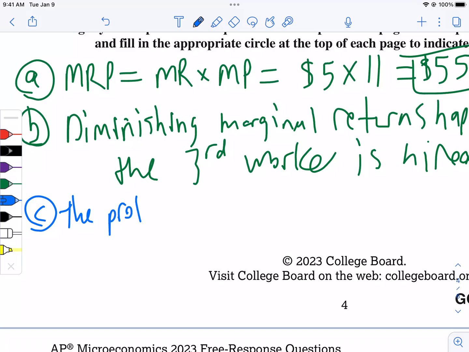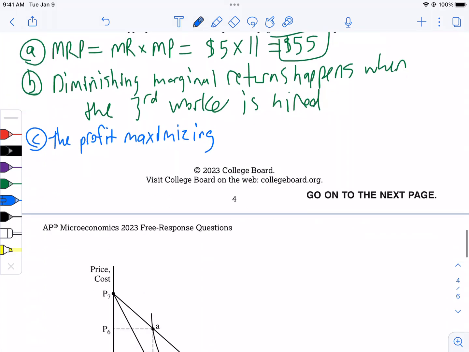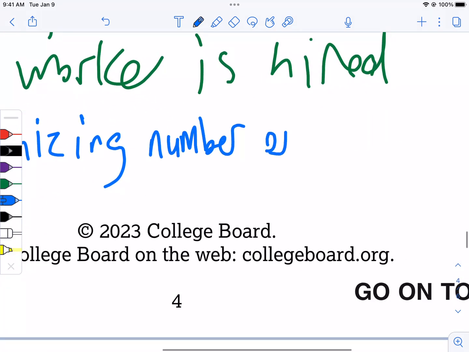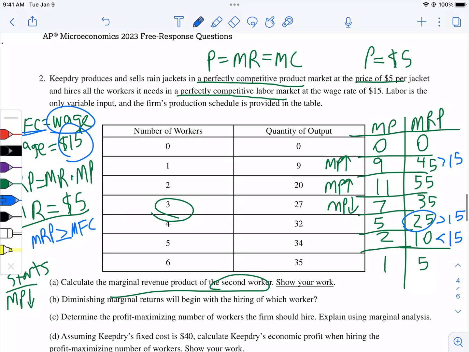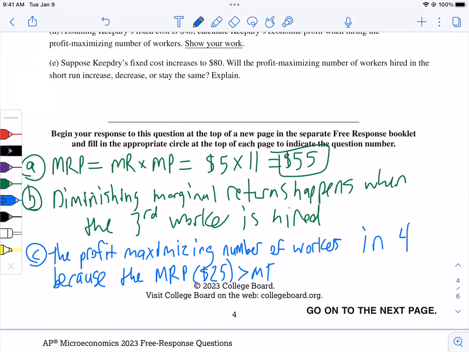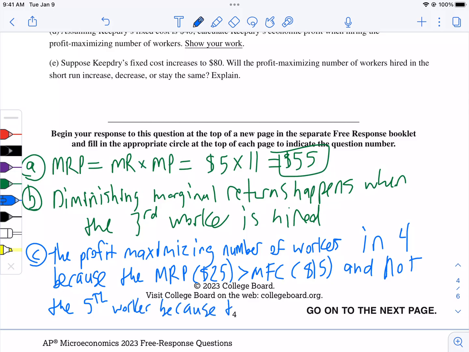the profit maximizing number of workers is 4 because the MRP, which is 25 right here, 25 for the fourth worker, is greater than the MFC, which is 15, and not the fifth worker because the MRP, which is 10, is less than the MFC, which is 15.